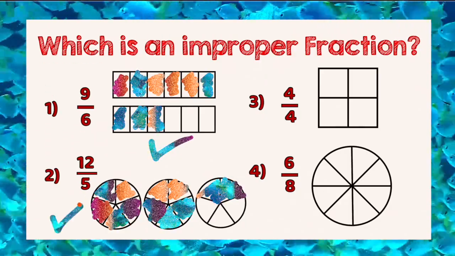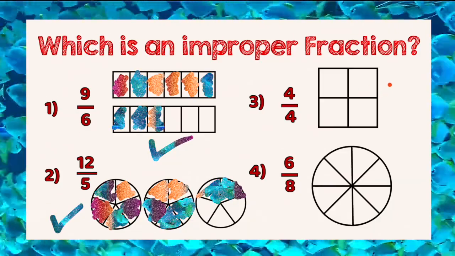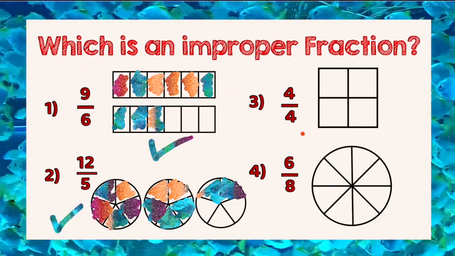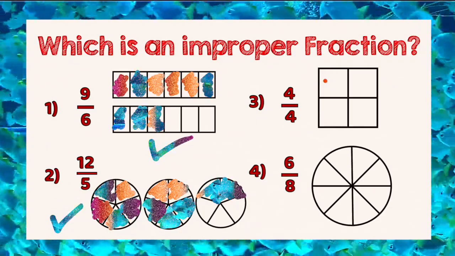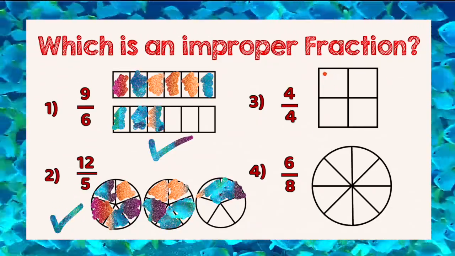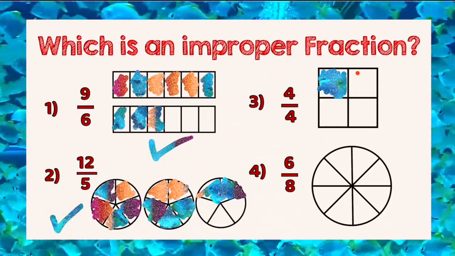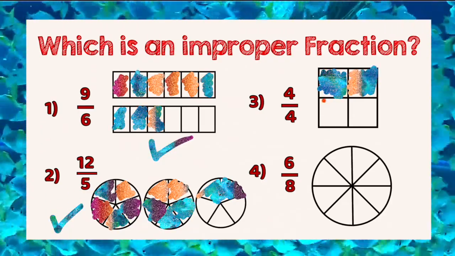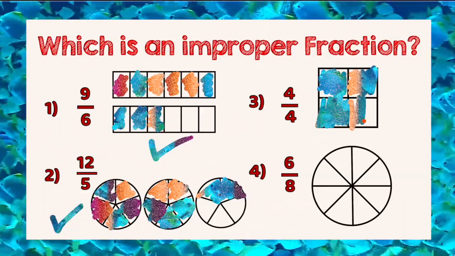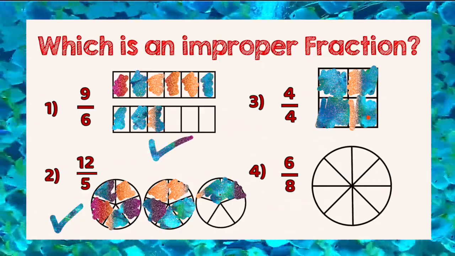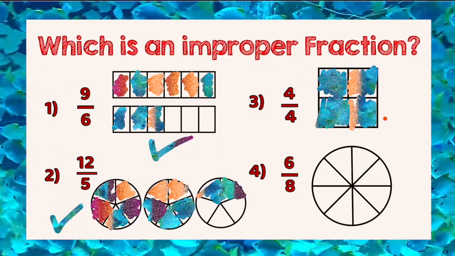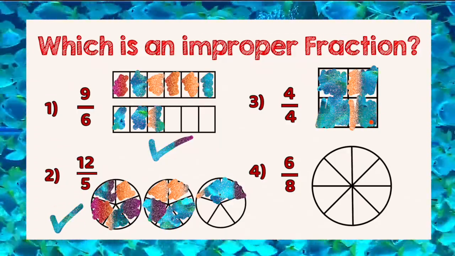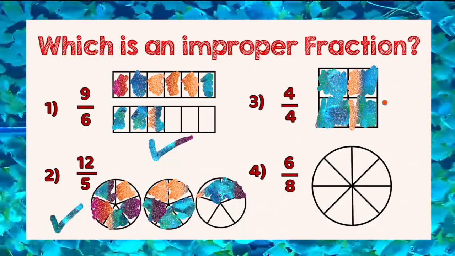In question number 3, the denominator is 4, so our whole will be 4. And how many we actually have? We shade in 4 of those. So 1, 2, 3, 4. And you can see that we have completed the entire box. Therefore, this is one whole, and one whole or more makes an improper fraction.